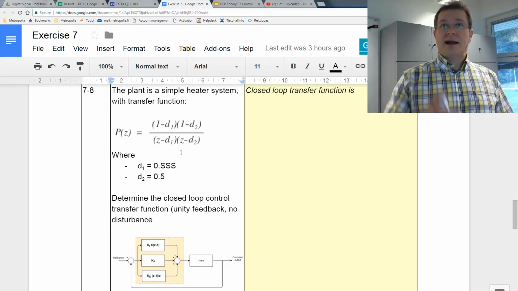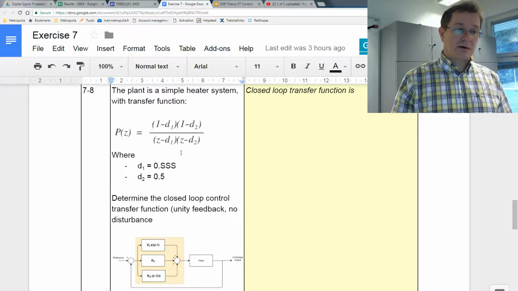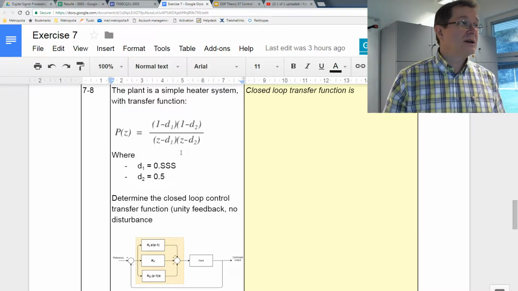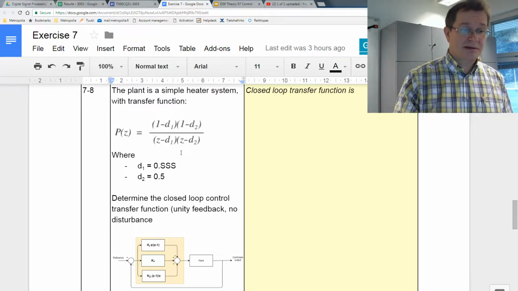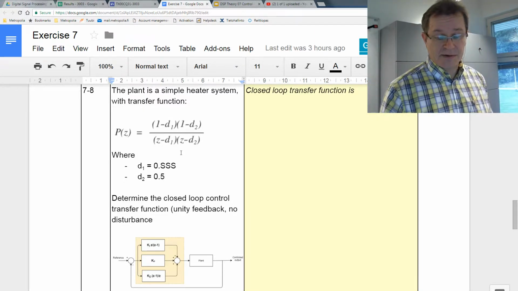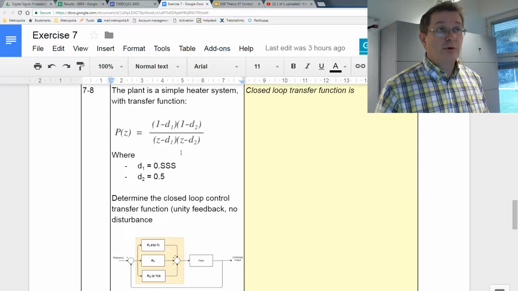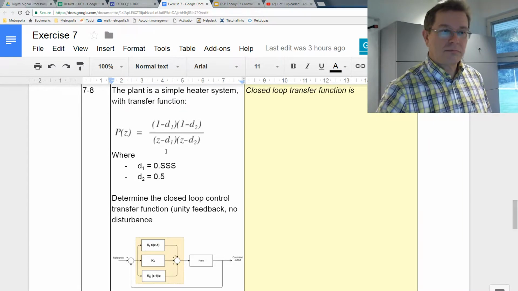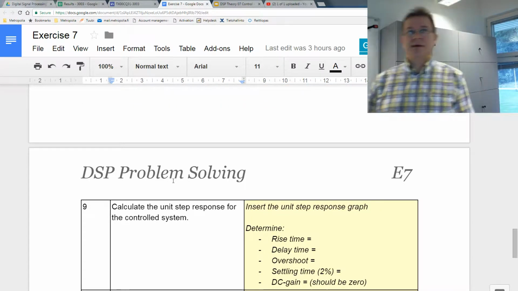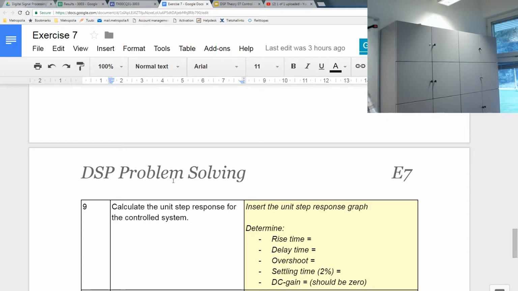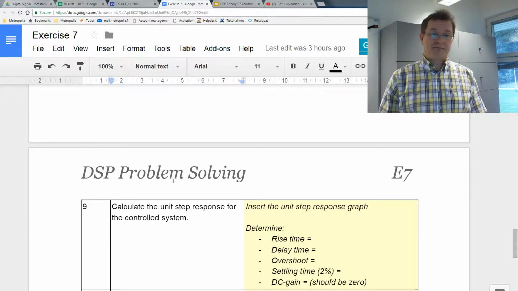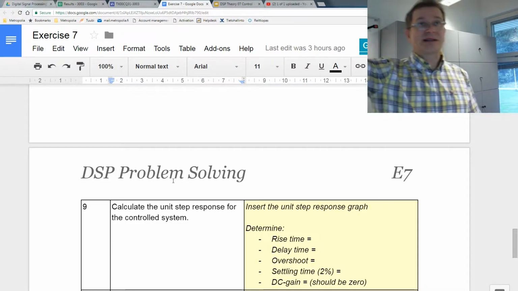Oh, right, and to make it a little bit easier, this closed loop transfer function, when the feedback is unity, meaning that we are measuring just the output parameter directly, no transfer functions in between, and no disturbance. And then after doing the transfer function, it's quite straightforward what to do again: the unit step response for the control loop system, with the same parameters as for the first part.